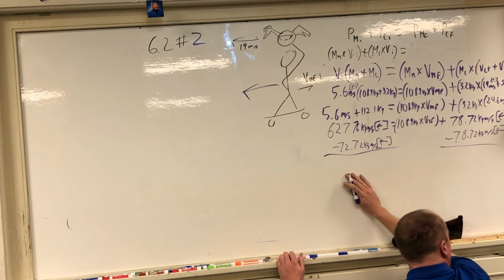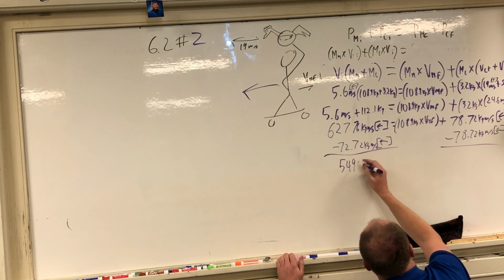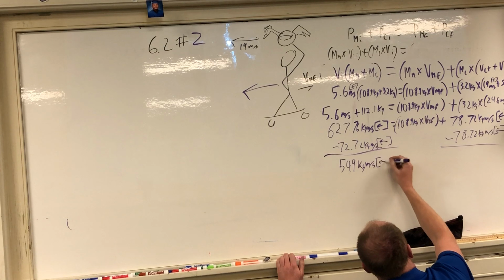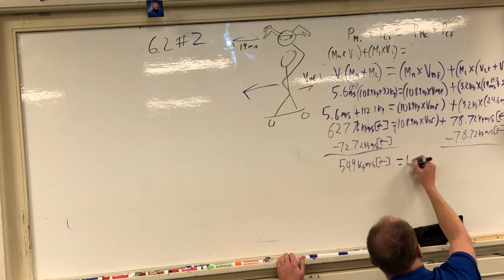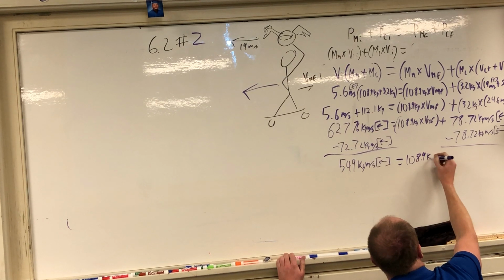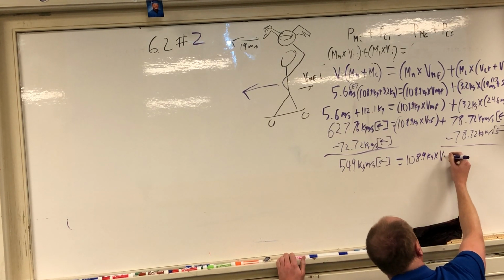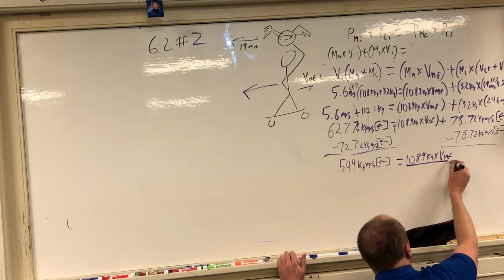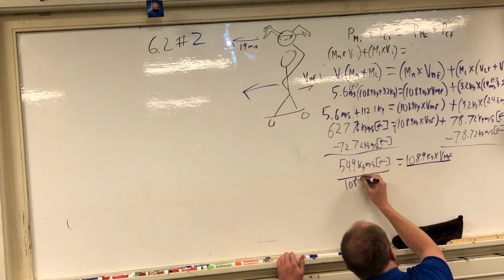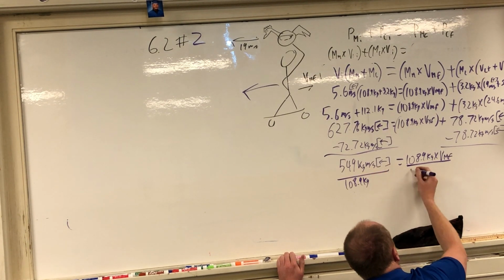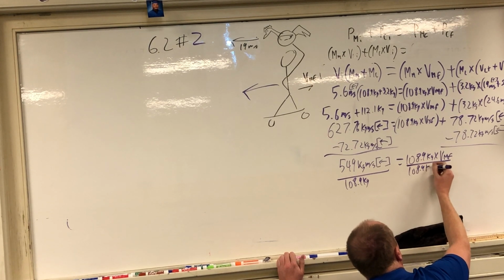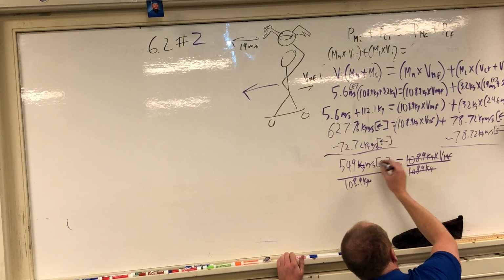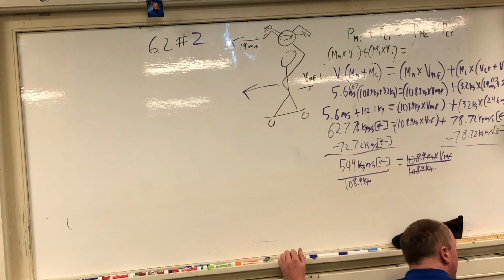Over here we get 549 kg meters per second that way is equal to 108.9 kg times our big unknown, the final velocity of Merritt. Okay, we're almost done here. Divide both sides by 108.9 kg. They cancel. Kilograms cancel, but the other units remain untouched. And what do we get?